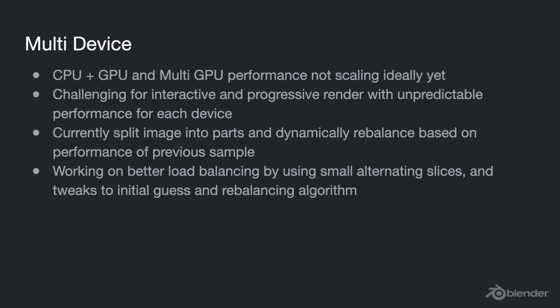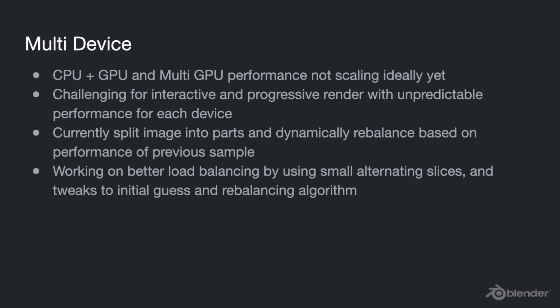Cycles supports rendering on multiple devices at once, both CPU plus GPU as well as multiple GPUs. In this new architecture, the performance isn't ideal yet. It's not scaling as well as it did before in some cases. The big challenge is that for interactive and progressive rendering, it's really hard to predict how fast each GPU is. If all the GPUs are the same, it's easy, but if they're different GPUs or you have a CPU and a GPU, the relative performance depends on the scene, it depends on the number of samples that you're rendering. And so it's really hard to make an initial guess.